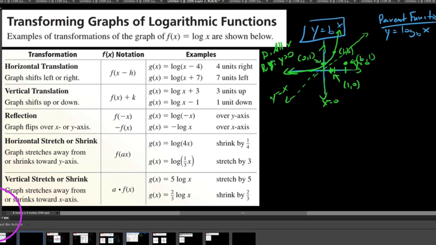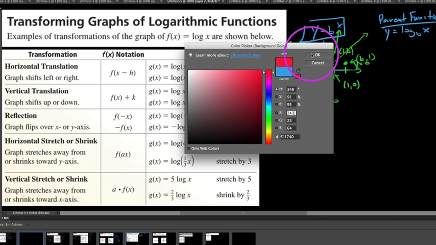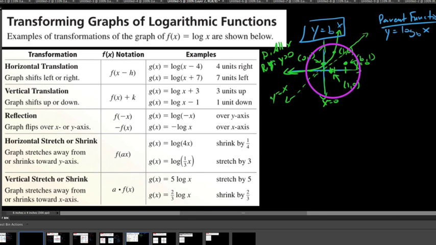Perhaps I should put these all in a different color. So its inverse function here, we'll throw in red. It goes through these points here: b, 1 and 1, 0. We could say it has a vertical asymptote at x equals 0.